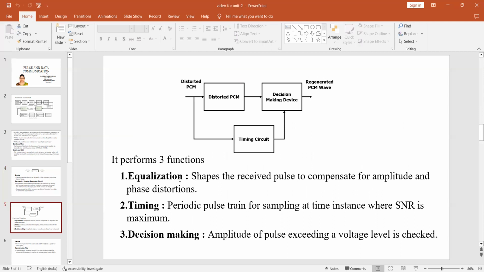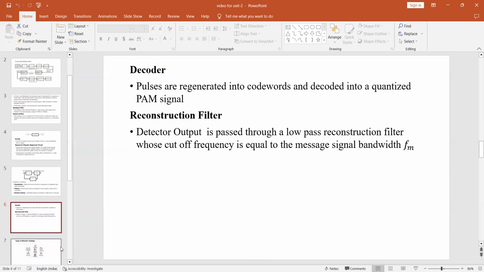What are the unique operations of these regenerative circuits? First, equalization. It shapes the received pulses to compensate for amplitude and phase distortions. The distortions during transmission are overcome by the equalization process, and then it maintains the signal to noise ratio. The signal to noise ratio should be high in order to retrieve the signal in the receiver section. And decision making helps to maintain the amplitude of the pulses without exceeding a voltage level.